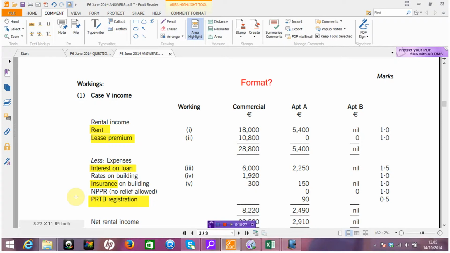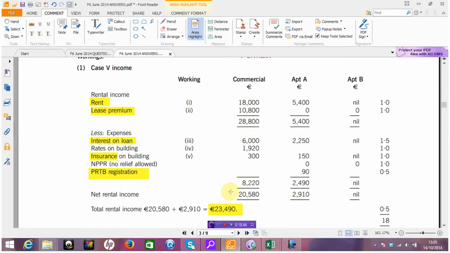Certainly within questions of this type, some of the expenditure may be quite complicated, but really what you've got to do is act quickly and make decisions. The important thing for you in this type of question is really to get down to some sort of net rental income to include in your income tax computation. In this case, it's 23,490. If you spend too much time trying to get these 100% right, then you're going to run out of time in the question. So if in doubt, make a decision and move on.